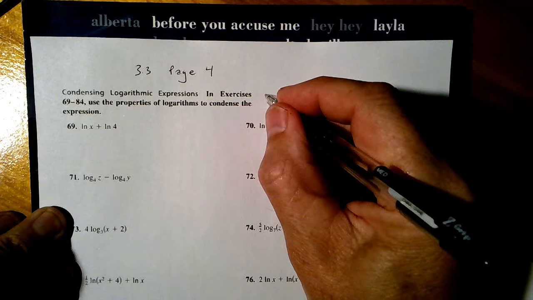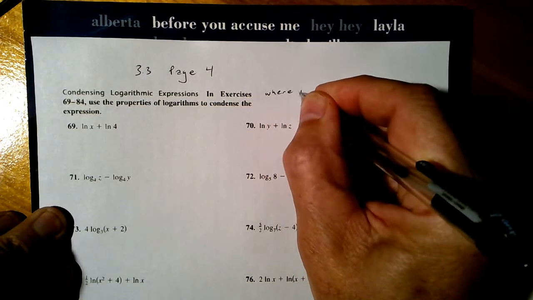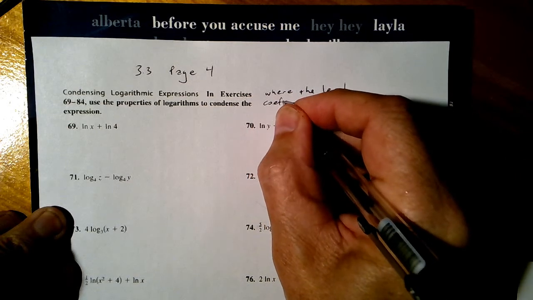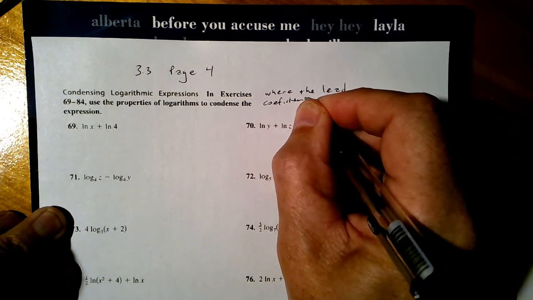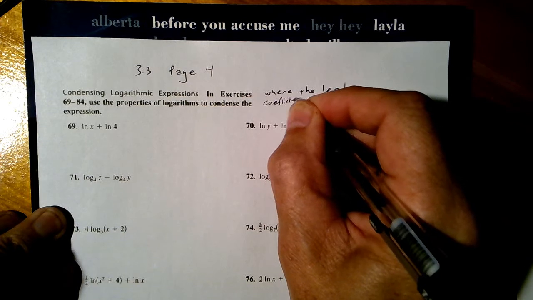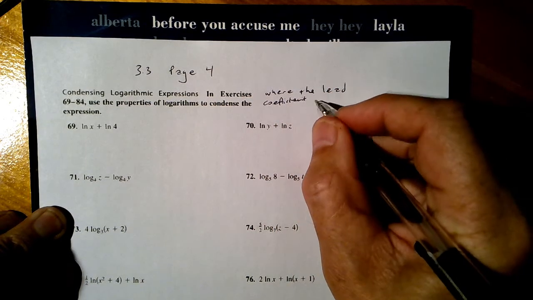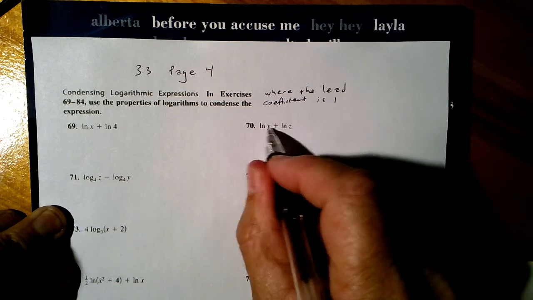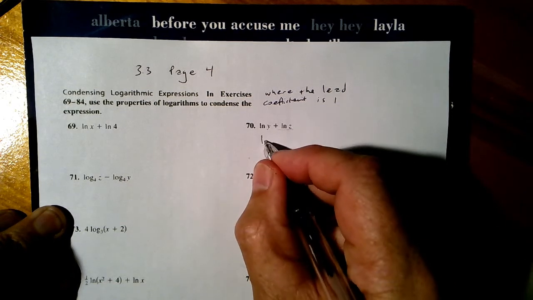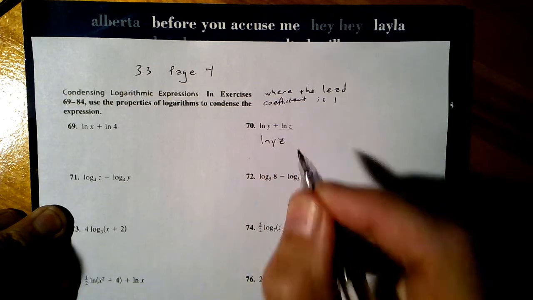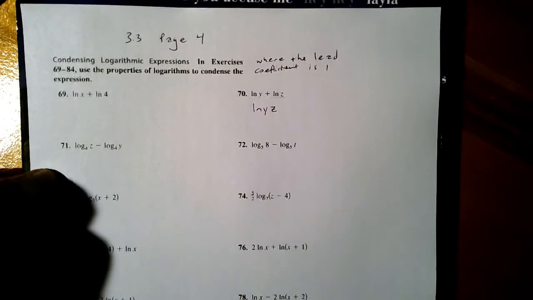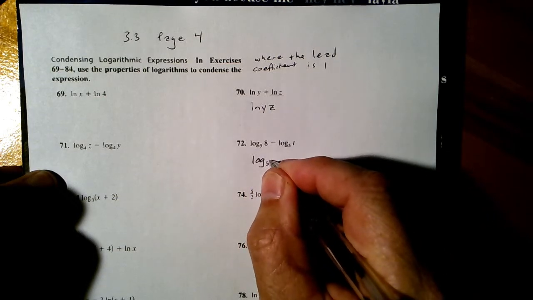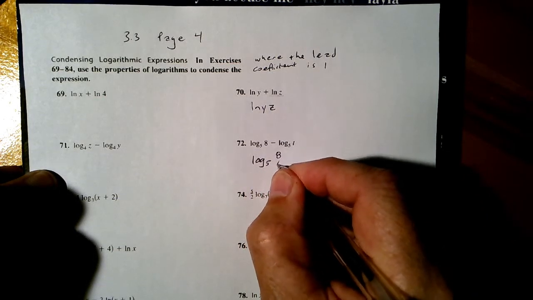And I will say, where the lead coefficient is 1. So ln of a sum, I can smash those together as a product. This is just ln yz. And that is it. This is simple: log base 5, or 1 log base 5 of 8 on t.